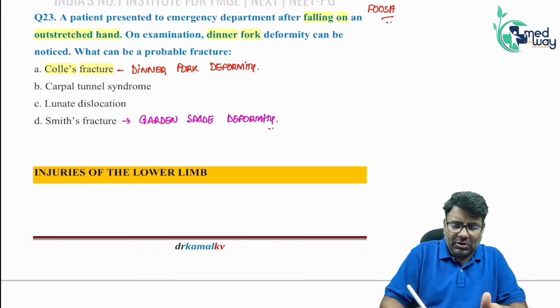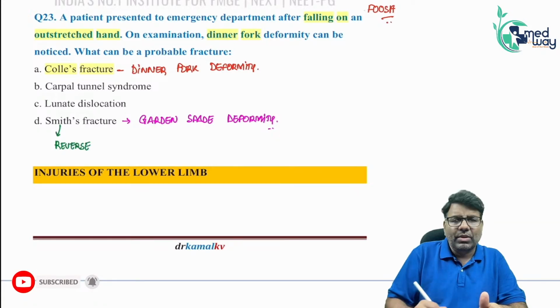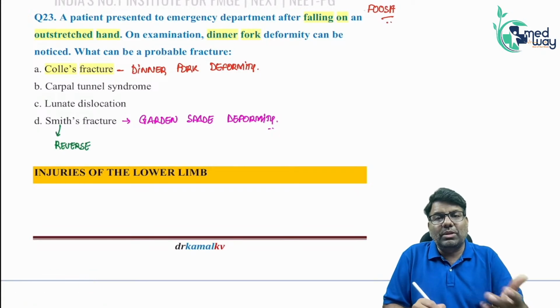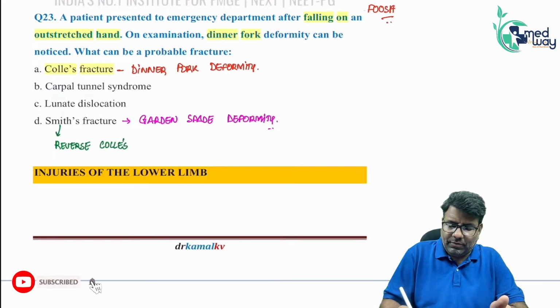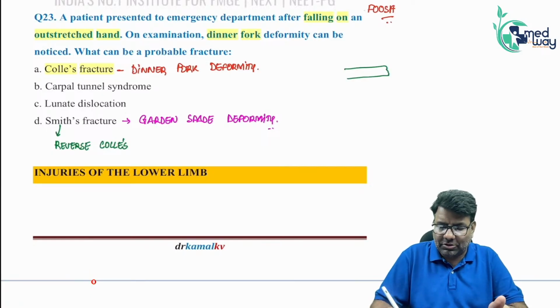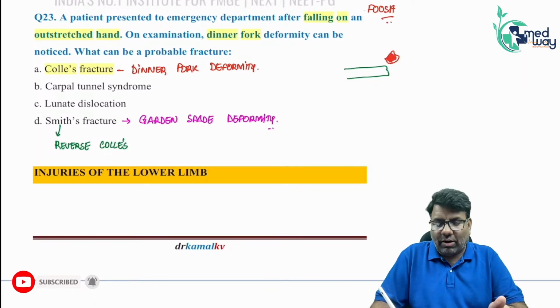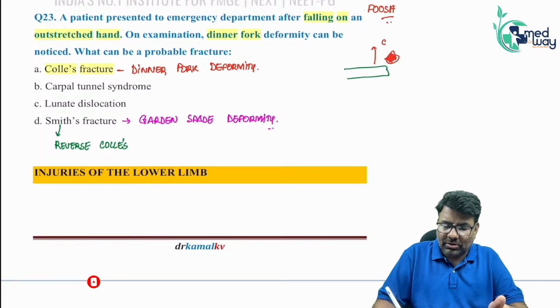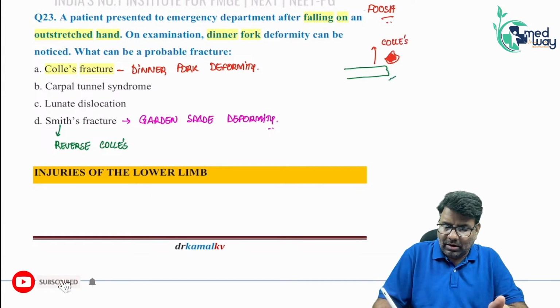And why do we call it reverse Colles? Because the movement of the distal fragment is in the opposite direction to that of Colles, known as reverse. Suppose this is the proximal fragment of the fracture: in case of Colles, the distal fragment goes distally. This is Colles. And in case of Smith, it comes to lie on the ventral aspect.